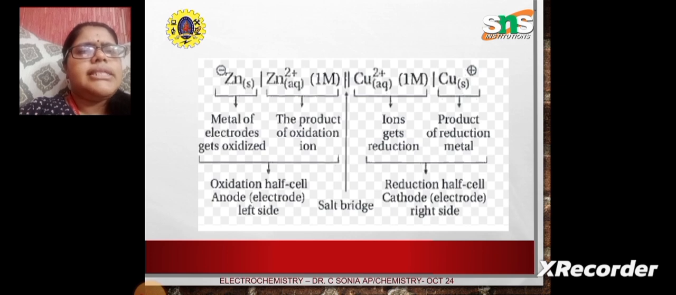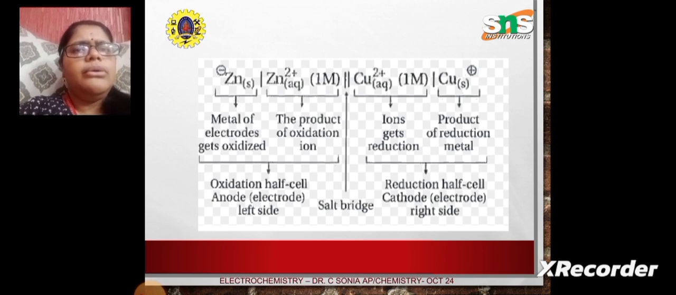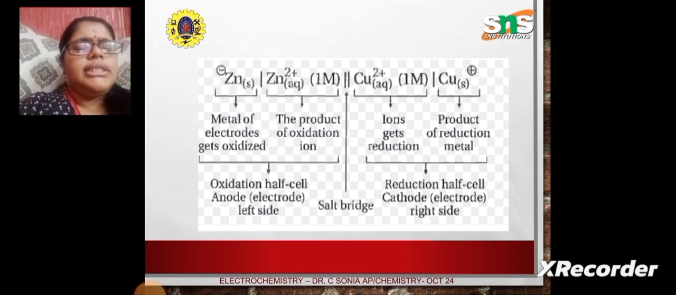Okay, and we can see the cell representation for the above. You have zinc, which is a solid, separated by a single line from the zinc ion, aqueous 1 molar solution, and you have a double line separating that. The double line represents the presence of the salt bridge. Zinc is the metal of the electrode which gets oxidized. Zinc aqueous is the product of oxidation. So the oxidation half cell, the anode electrode, is on the left side. Always the oxidation reaction takes place at the anode side.